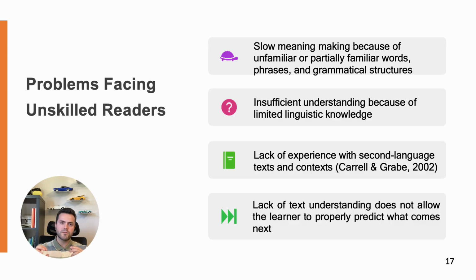And finally, without enough understanding of what's been read so far, learners struggle to predict what's coming next. Skilled readers, however, are constantly anticipating the next word, next sentence, or idea. But unskilled readers don't have enough contextual cues to do that. These issues overall create a common domino effect. One weakness slows the entire process down. And before long, the reader may feel frustrated, lost, or disengaged. And that's exactly why understanding these challenges is important.